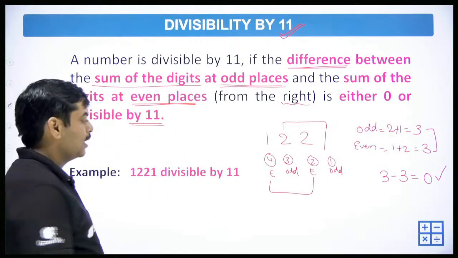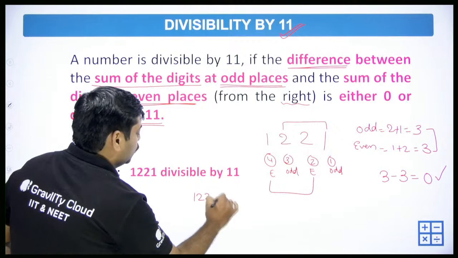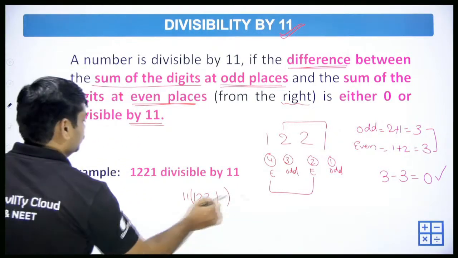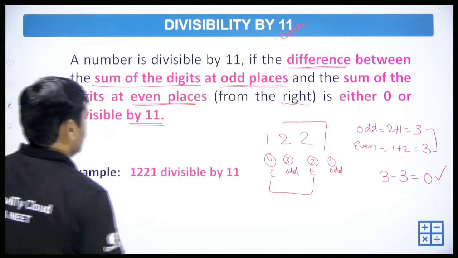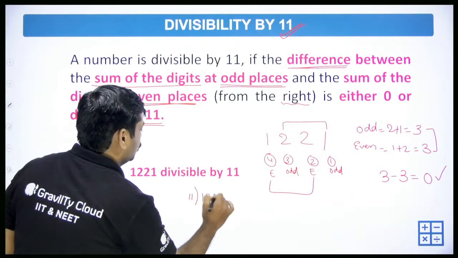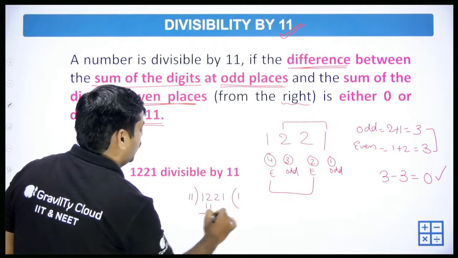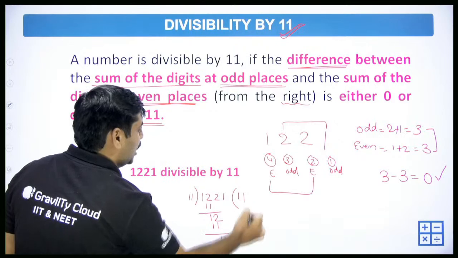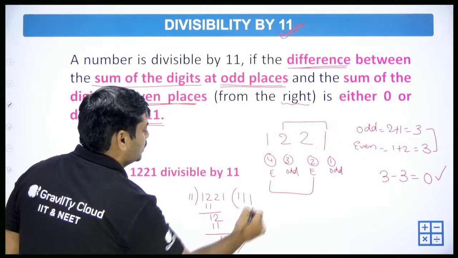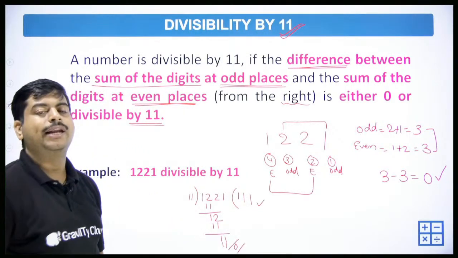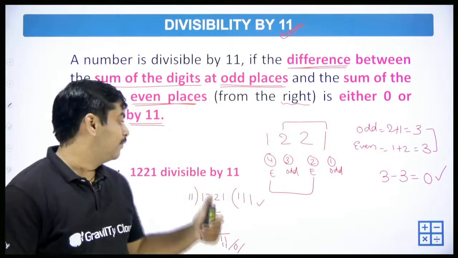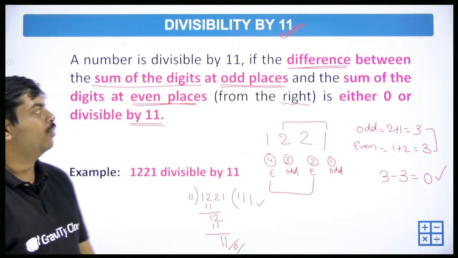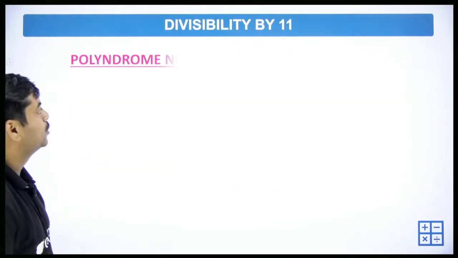If you have doubt, let us verify. Is 1, 2, 2, 1 divisible by 11? Let me write it properly once again. 11 and 1, 2, 2, 1. 11 ones are 11. So 1 is left, 2 is left. 11 ones are 11. Once again 1 and 1. 11 ones are 11. Yes, it is exactly divisible by 11. 11 into 1, 1, 1 will give you 1, 2, 2, 1. Right, simple thing. So let's move ahead to learn more applications based on this one.